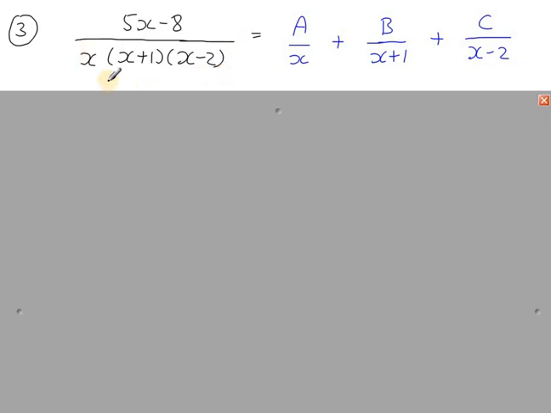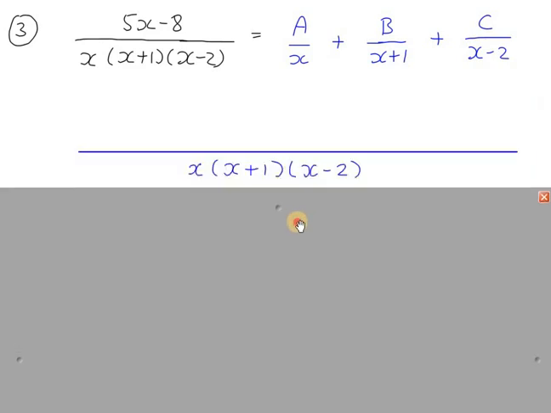Fully factorize your denominator. And then using these factors, x, x plus 1, x minus 2, we write down our partial fractions. So we have 3 of them this time. The letters A, B and C are just generic. You could put other letters here, or you can move the order around of the A, B and C. It's not going to change anything.